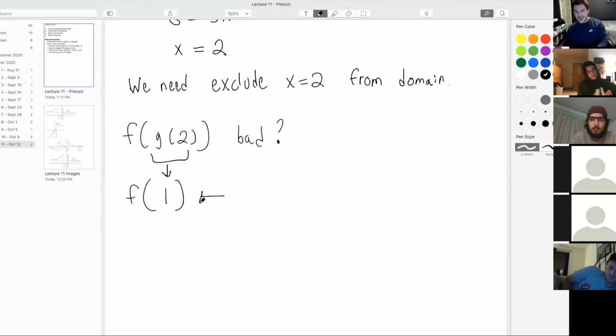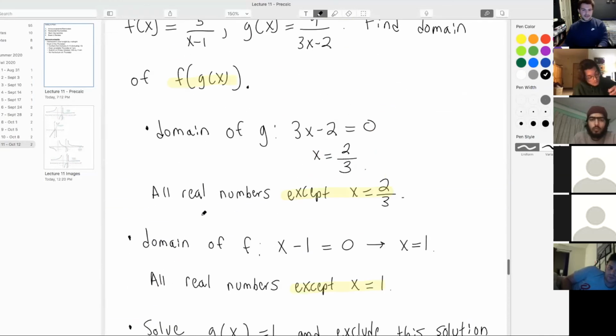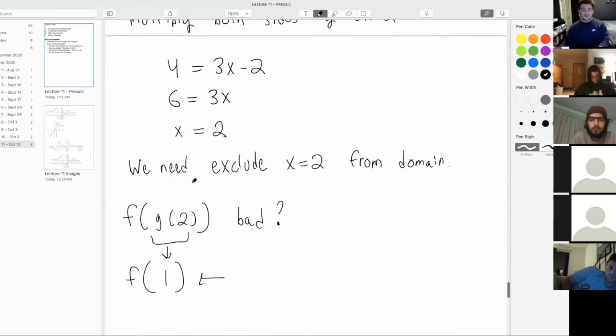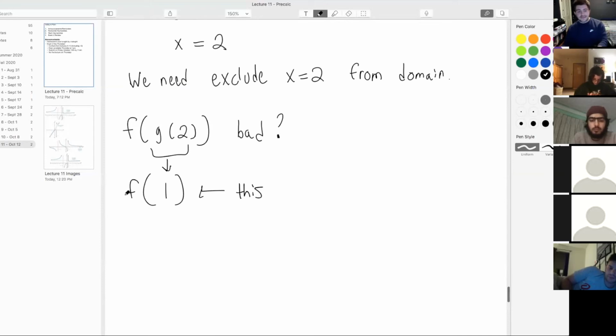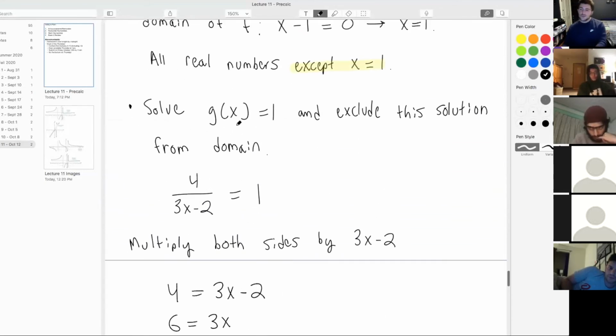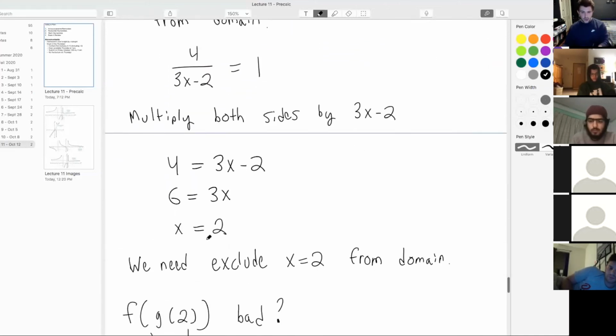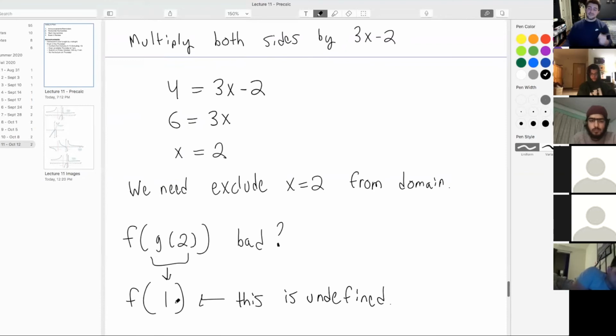Now look at what we have here. We have f of 1. Let's look at f of 1. What happens if I plug 1 into f? You divide by 0. So f of 1 is not defined. This is a meaningless expression. f of 1 doesn't even make sense. So this is undefined. That's this whole business of setting g of x equal to 1 and excluding it. It's because x equals 2 will create an f of 1, which is undefined. So hopefully that sheds some light on the process.